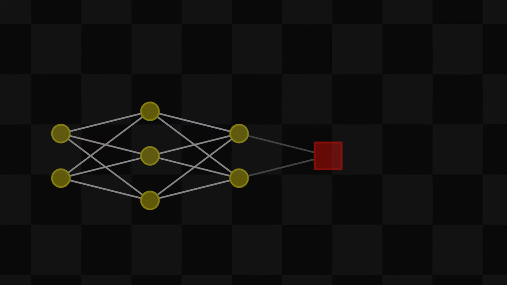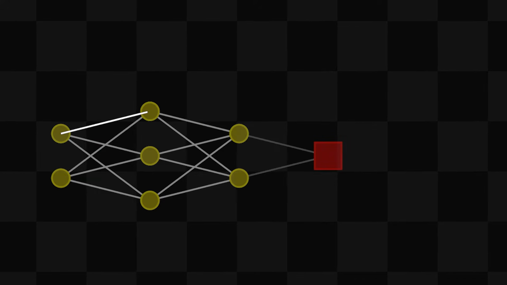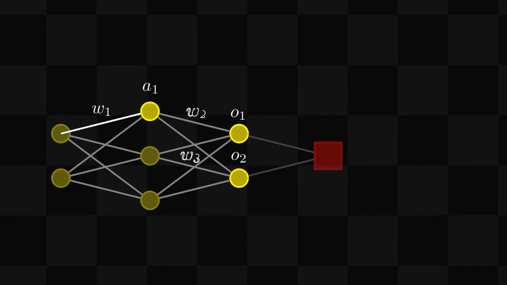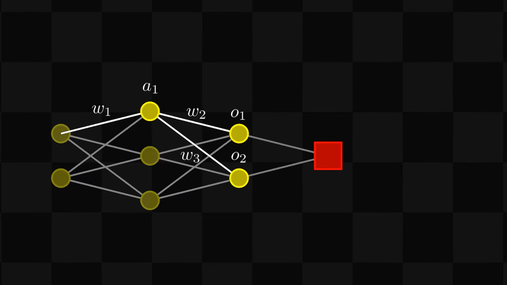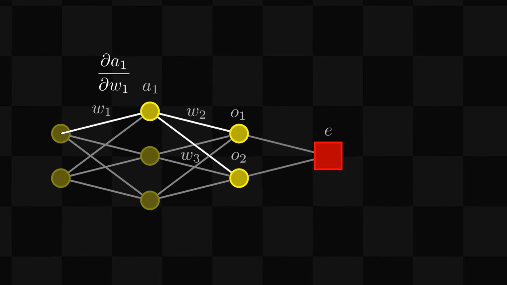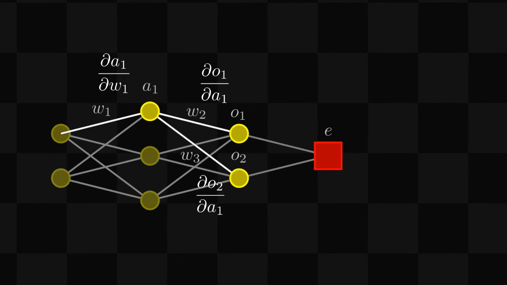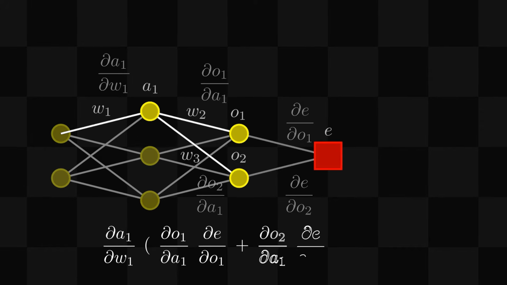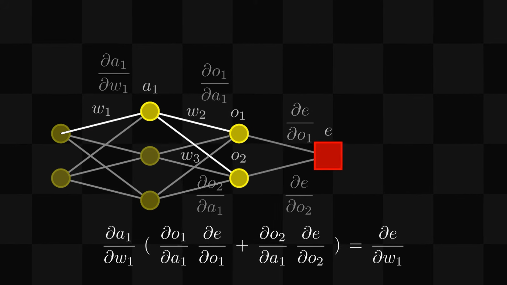Since we want to find out how much each weight affects the loss, we can see that this weight directly affects this output neuron, which affects these final outputs through these weights here, which finally decides the error. So if we know how much this weight affects this output, and how much this output affects the final outputs, and how much these final outputs affect the error, we can essentially multiply them together to find out how much this weight affects the error.